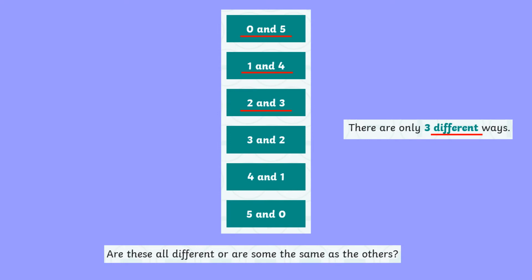There are actually only 3 different ways, because if you look at the top where it says 0 and 5, and then look at the bottom, it says the same numbers but the other way round, 5 and 0. And 1 and 4 is actually the same as 4 and 1. 2 and 3 are the same as 3 and 2. They all add up to 5. 5 fish altogether.